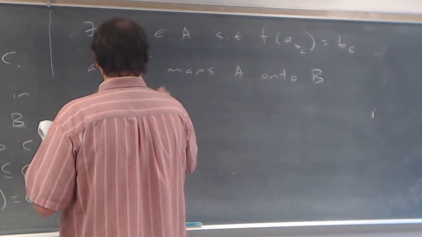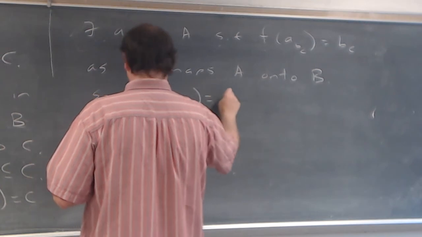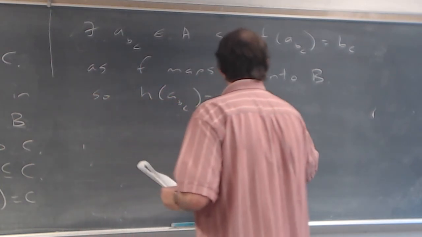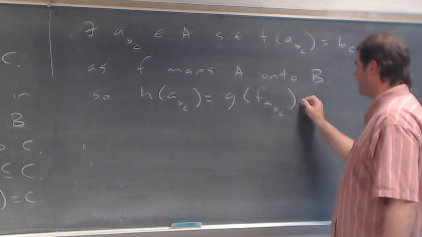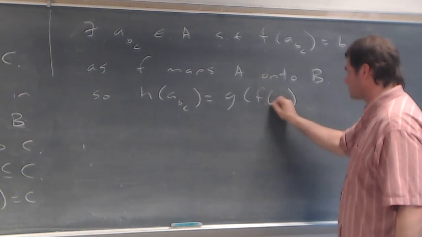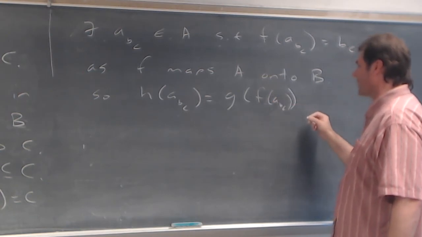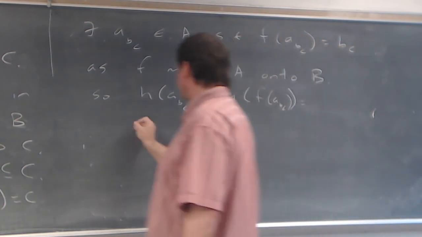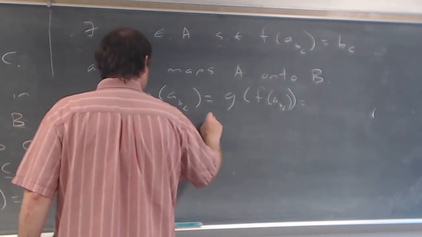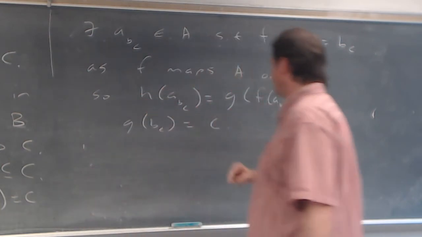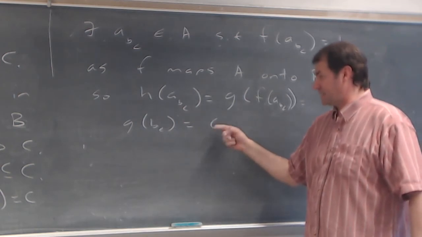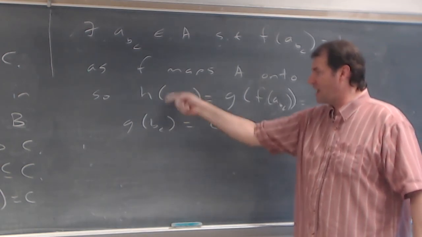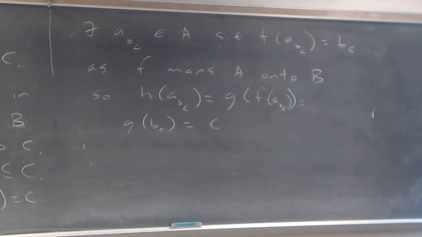So we have that H of A sub B sub C equals G of F of, excuse me, A sub B sub C. Let me write down the right thing. Okay, and that's going to be equal to G of B sub C, which equals C. So if you give me something in C, some little c in big C, there's some little a in big A that gets mapped to it by H. So that's why H is onto.